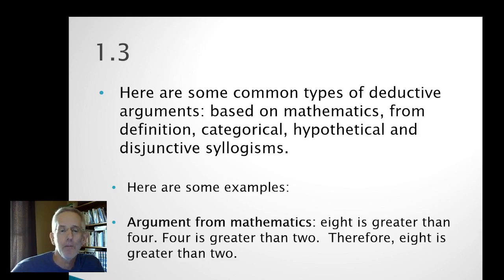Okay, so let's start with an argument from mathematics. 8 is greater than 4, 4 is greater than 2, therefore 8 is greater than 2. The conclusion, therefore 8 is greater than 2, could not have come out any other way. It couldn't have been false if you assume that 8 is greater than 4 and 4 is greater than 2. So in most cases, mathematically based arguments, even a simple mathematical equation like 2 plus 2 equals 4, are technically deductive arguments because nothing else could follow. 4 has to follow from 2 plus 2.